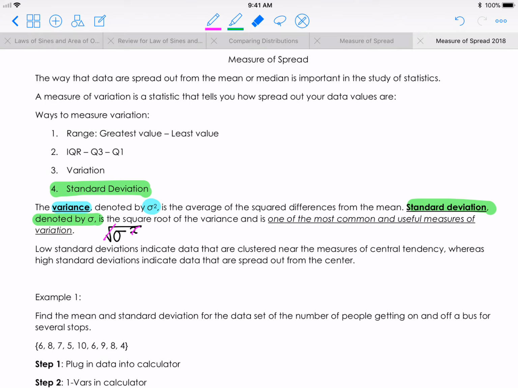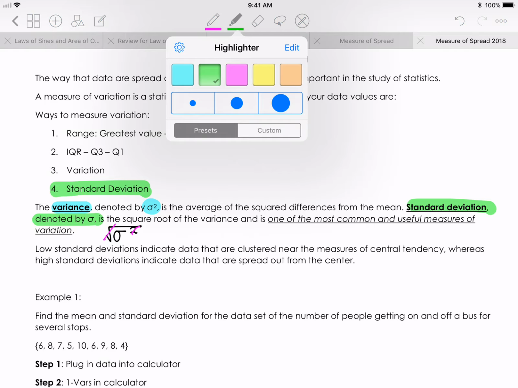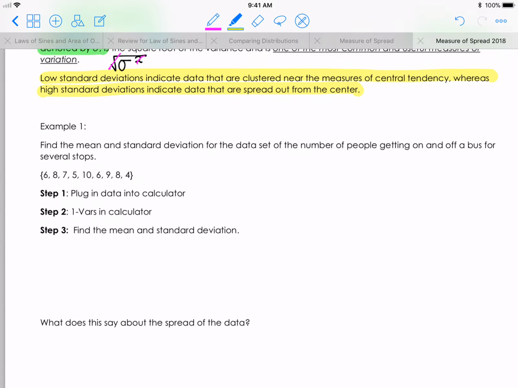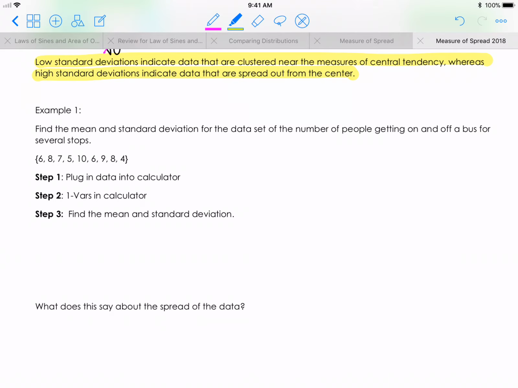Whereas if you have a high standard deviation, it indicates the data are spread out from the center. That's really important. If I was going to highlight anything right here, I would really highlight this, because we will continue to come back to these definitions again and again throughout this unit. Okay, so let's look at an example. Let's figure out how we would calculate the standard deviation or the variance. So let's find the mean and standard deviation from the data set of the number of people getting on and off a bus for several stops.